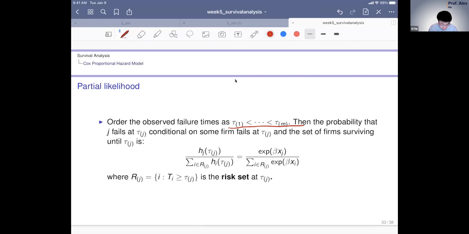So you have this set of people. Let's just call that set R_j for the event time tau_j. So these are the set of people who have not been censored before that, who we know for sure have survived until that point. And among those people, you can calculate the survival rate for all of them. Okay. The hazard function for all of them.